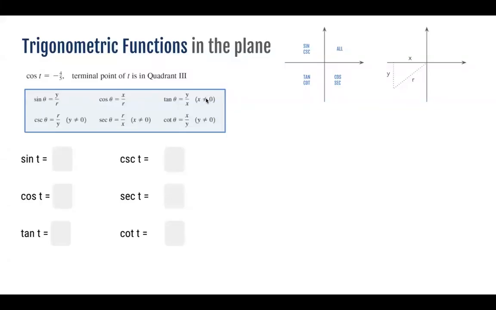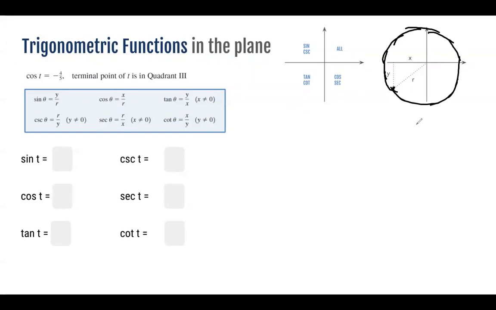Hello. In this video, we're going to see how to find the 6 trigonometric functions in the plane, being given one of the ratios and the quadrant. In this particular problem, we're given cosine, and we're told that we are in quadrant number 3. So if we want to think about this as being in the plane and perhaps inside of a circumference, we can sketch a quick circle.